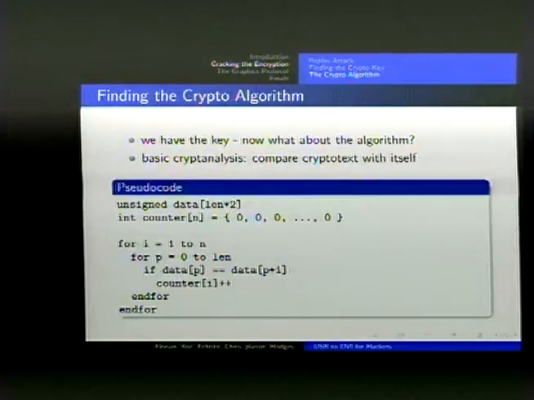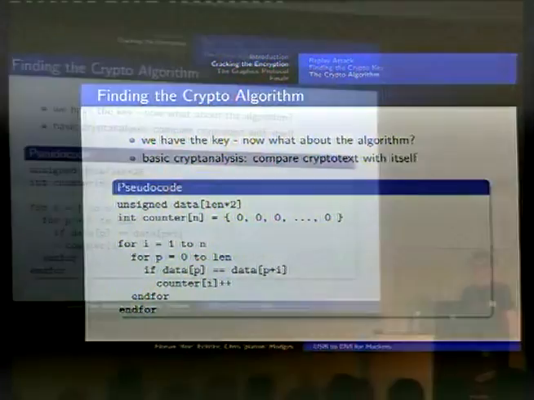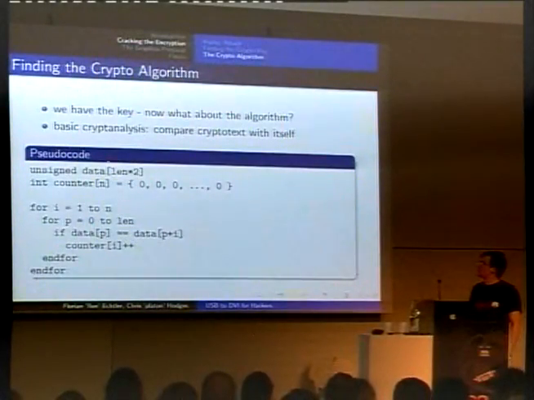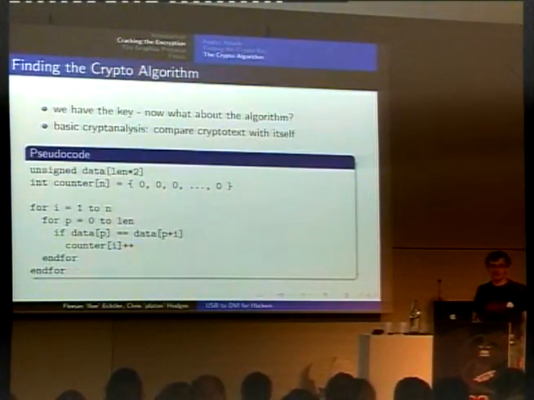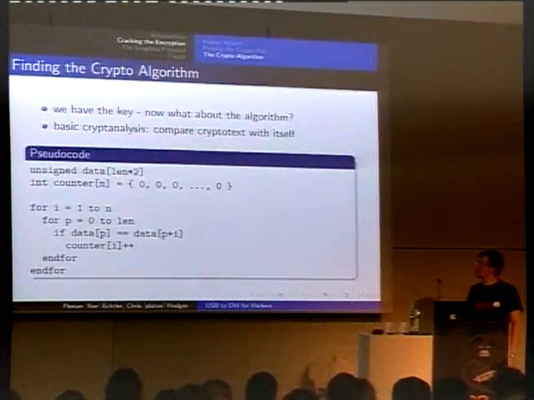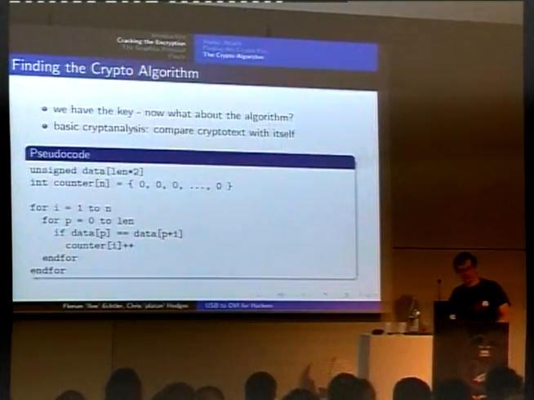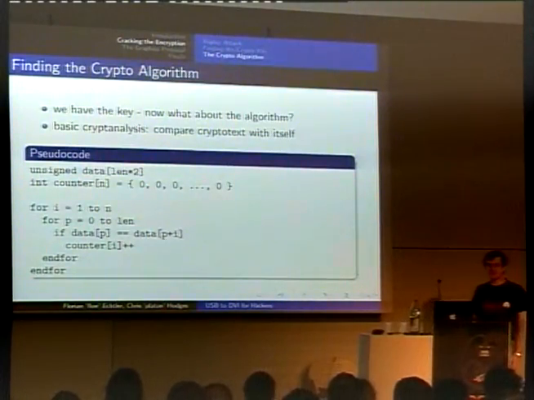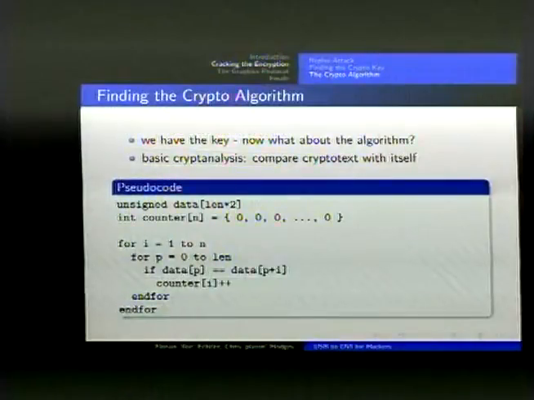But of course, this didn't help very much at that point, because we still didn't know what the algorithm used for the encryption actually was. So we tried some very basic cryptanalysis, which is just to compare the crypto text with itself shifted by a certain length. So you take some buffer of crypto data, and for half of the length of this buffer, you just compare the byte at location i to the byte at location i plus some certain offset. And if these bytes are equal, then you increase a counter.